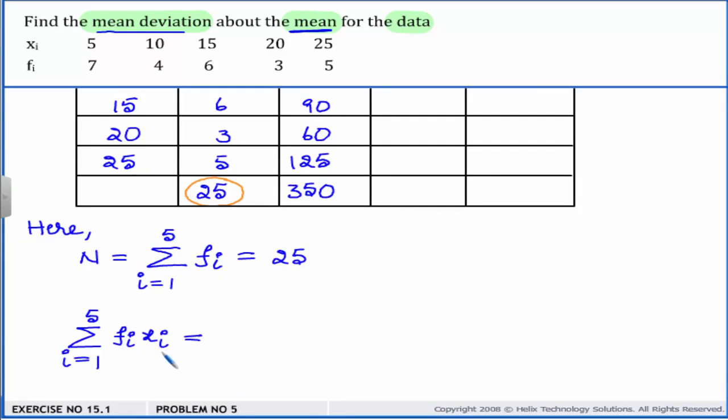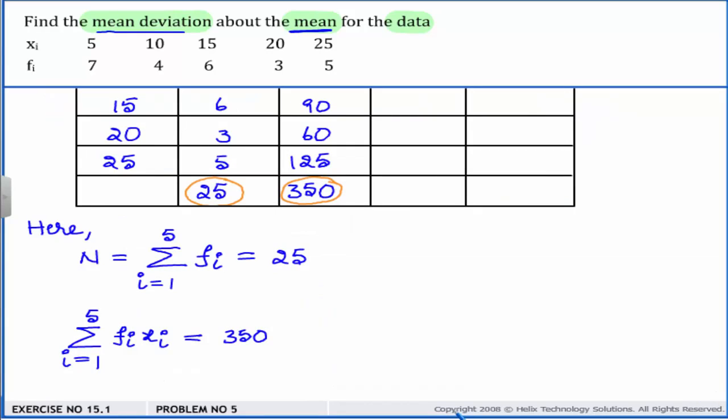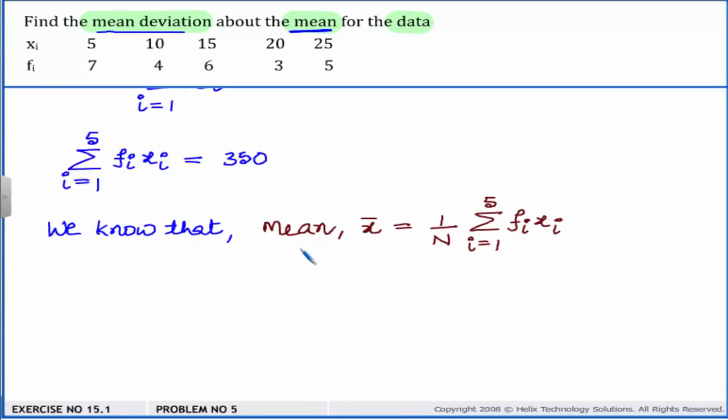Summation fi into xi, where i is equal to 1 to 5, is equal to 350. As you can see here, the summation of fi into xi is 350. We know that mean, x bar, is equal to 1 by n into summation fi into xi, where i is equal to 1 to 5.